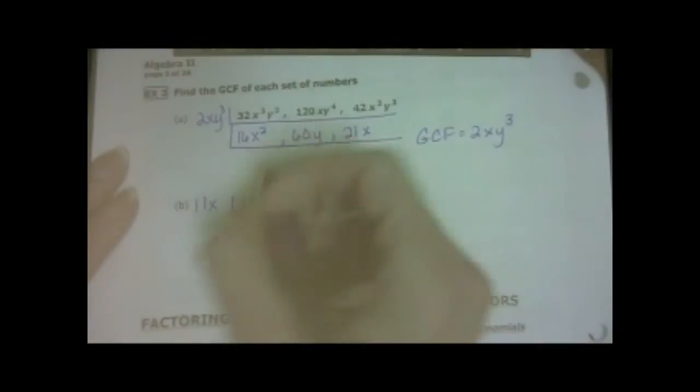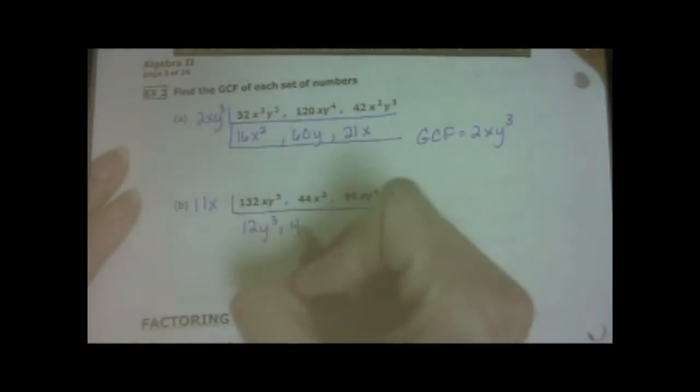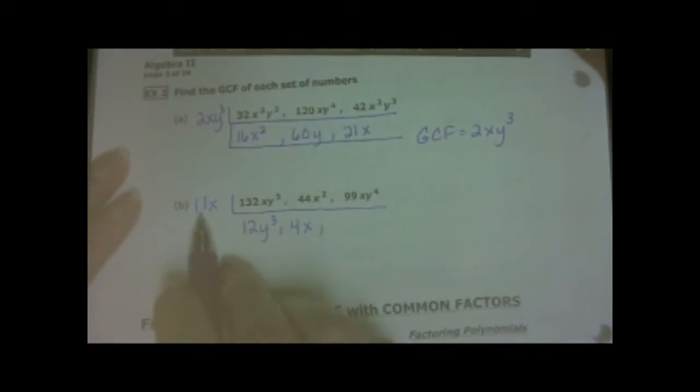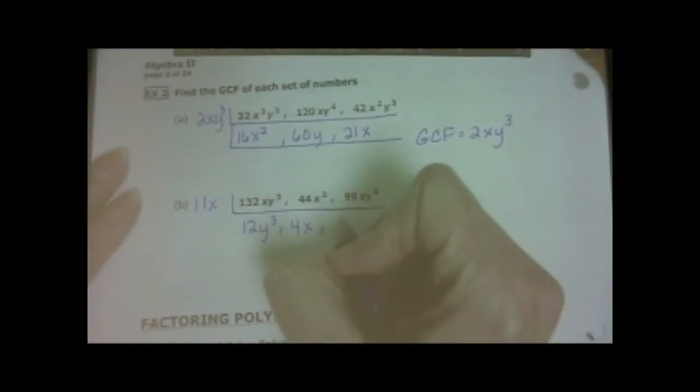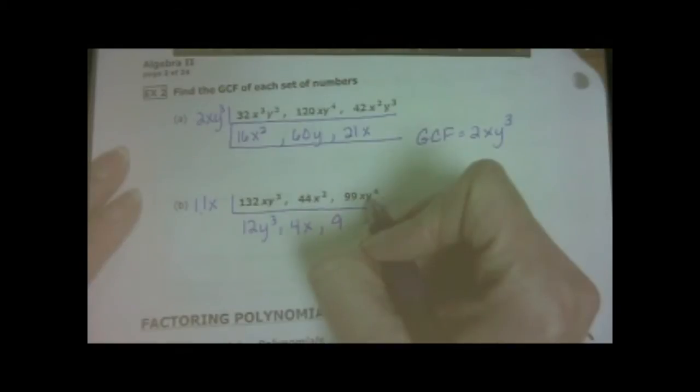132 divided by 11 gives me 12. I have 1x, taking it out, none left, and I have a y to the third left. 44 divided by 11 is 4. I had 2 x's, taking 1 out, 1 left. 99 divided by 11 is 9. Had 1x, taking it out, none left. Y to the fourth is going to come down.